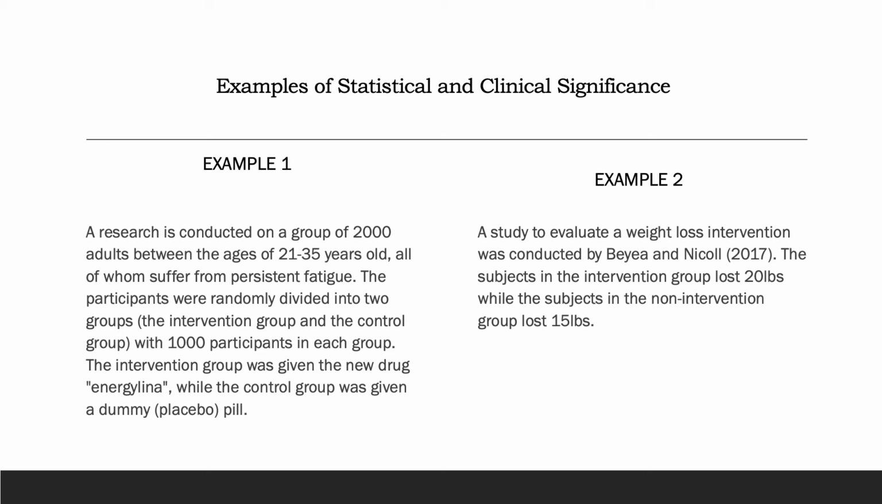Examples of statistical and clinical significance. Statistical significance and clinical significance are related, but they are not the same.